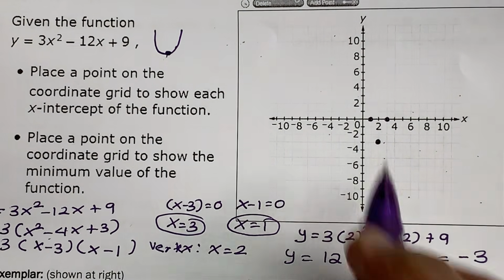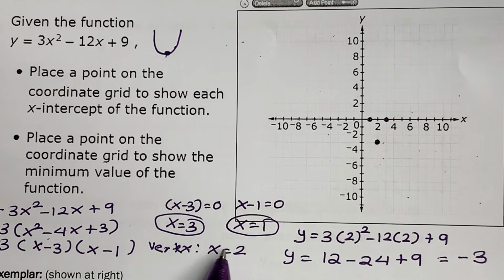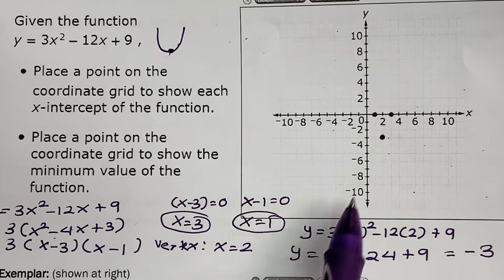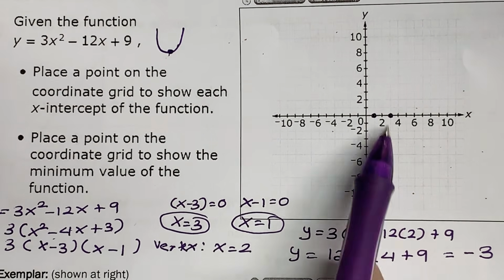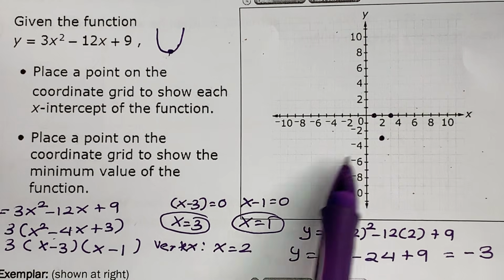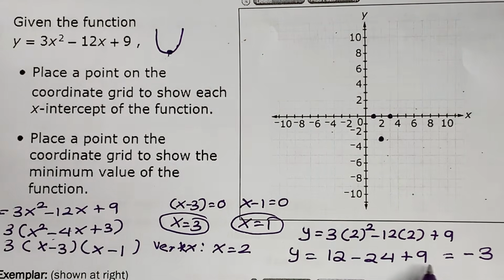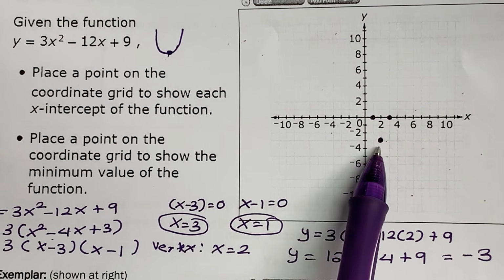(2, -3). So right there, that's your answer. You find the x-intercepts by setting y equals 0. You factor, and you get your x-intercepts. The vertex is located right in the middle, which is 2. You take 2, plug it back into the equation, and you get the y value of your vertex, which is (2, -3).